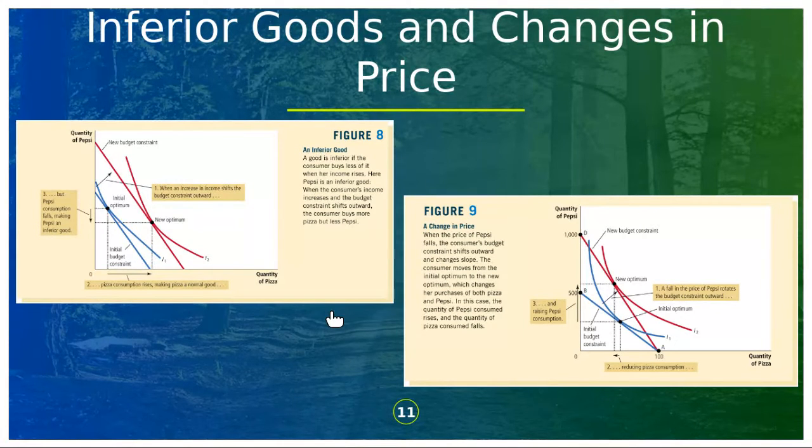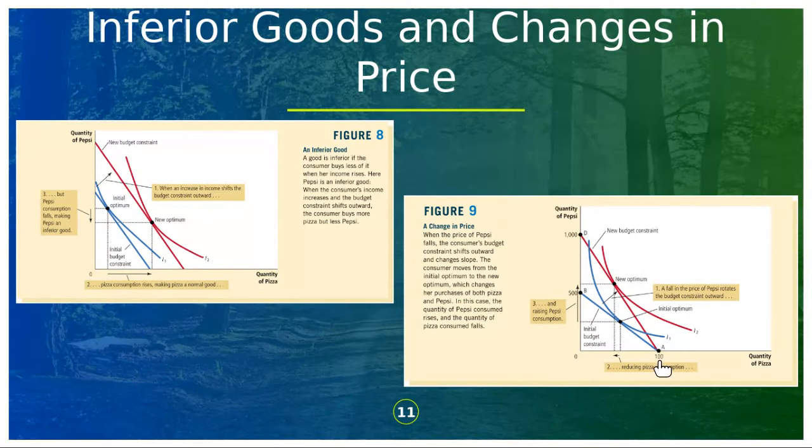Well, if we change Pepsi's price from $2 to $1, as we do in this example, the obvious solution here is that the relative price has to change, because Pepsi has become relatively cheaper when compared to the price of pizza at $10, while pizza has become relatively more expensive compared to Pepsi with this change. So a fall in the price of Pepsi rotates the budget constraint outward.